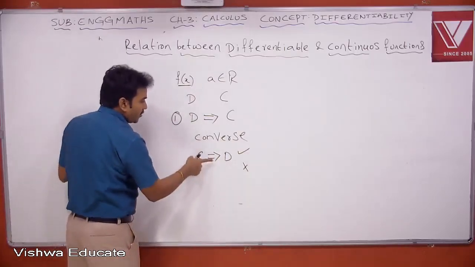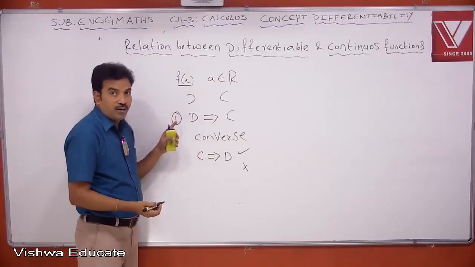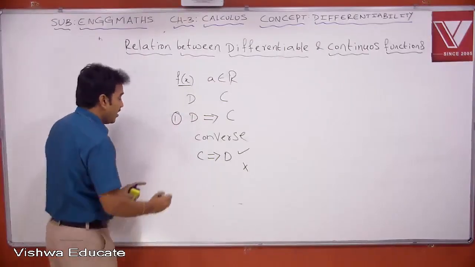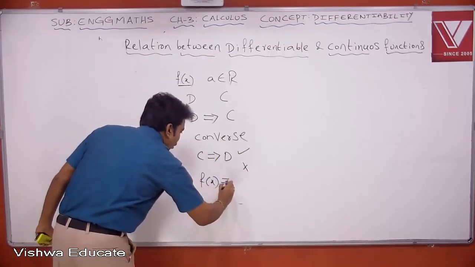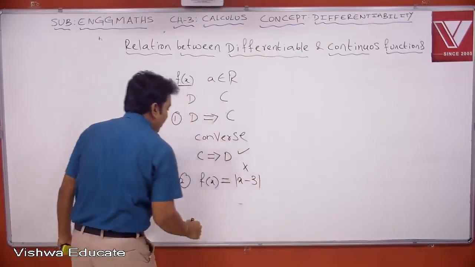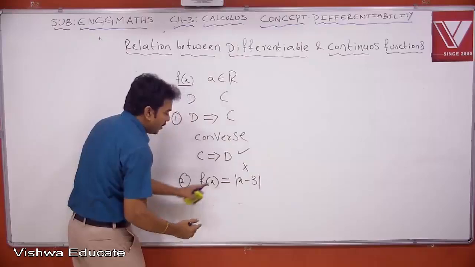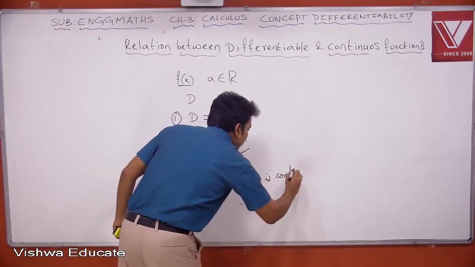So what do you mean by the converse of this? Do you feel that all continuous functions are differentiable at all points? Certainly the answer is no. Let us see. Suppose I have a function f of x equal to modulus of x minus 3. I am giving a counter example. We know that modulus of x minus k is continuous at all points. In particular, this is continuous at 3.